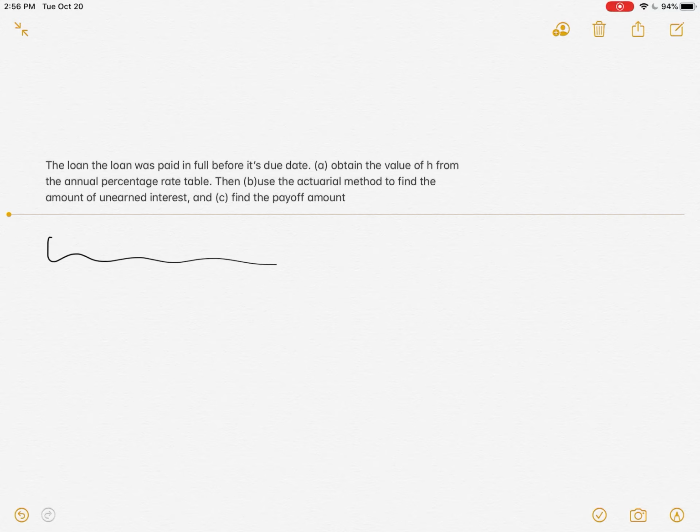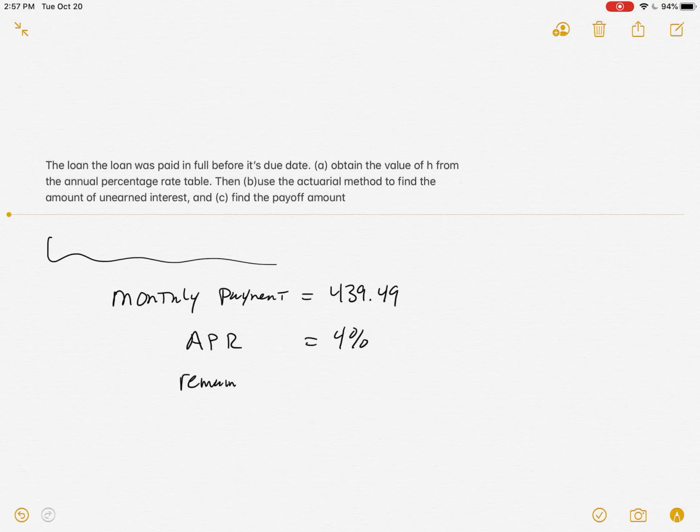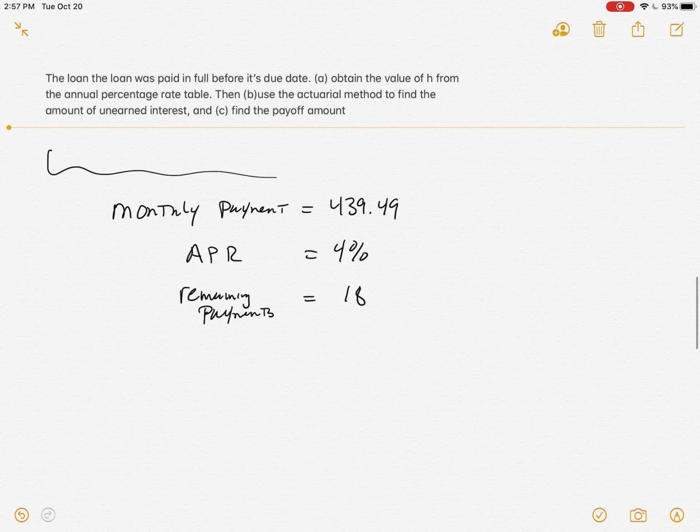Here's the specifics about this loan that we're dealing with. It has a regular monthly payment of $439.49. It has an annual percentage rate of 4%, and the number of remaining payments is equal to 18. So let me describe this situation. This loan is being paid before its due date, so we're paying it off early, 18 months early. We're paying it off a year and a half early.